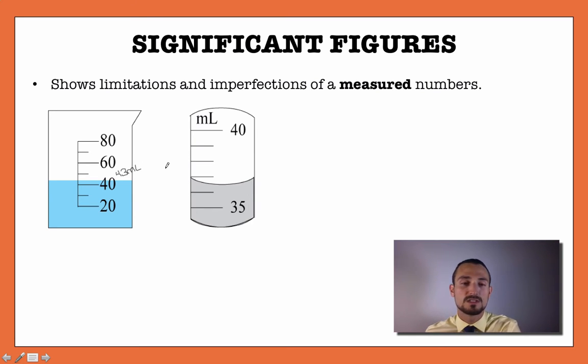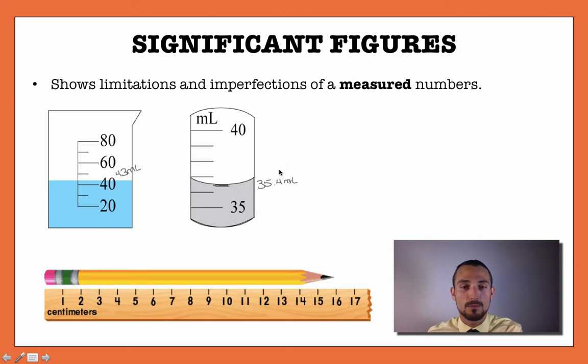Looking at this graduated cylinder, we read from the bottom of the meniscus, and we see here that we're going up by ones. So instead of measuring to the ones place like we did in the previous one, we're instead going to estimate to the tenths place. So this looks like 35.4 milliliters. So hopefully you're noticing that in each instance, I'm estimating 1 degree past my level of certainty from the calibrations on the tool.